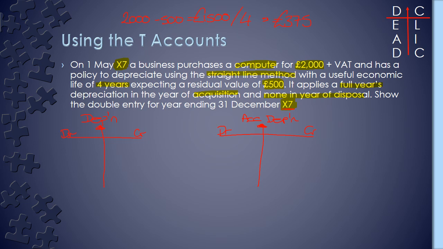So for the first year then, we've got to apply a full year's depreciation. So in our depreciation account, this is our expense account. We want to increase our expense. We want to apply the depreciation. There's our expense account in the T account. So we're going to debit our expense account. Help if I write the right number.